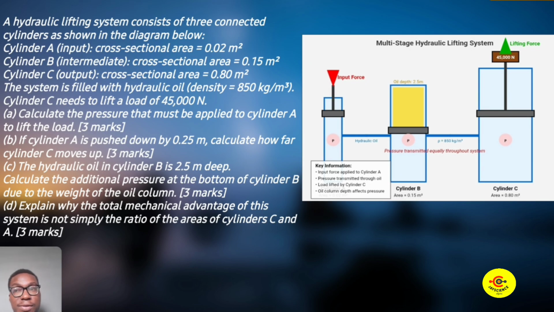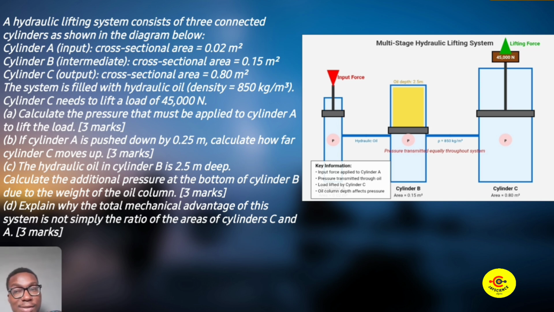All right, so the first part of the question asks us to find the pressure needed at cylinder A to lift that 45,000 newton load. Now, here is where many students go wrong. They overthink the entire situation. The key insight to this problem is Pascal's principle, which states that pressure applied anywhere in a closed fluid system gets transmitted equally throughout. That means the pressure in cylinder A equals the pressure in cylinder B.